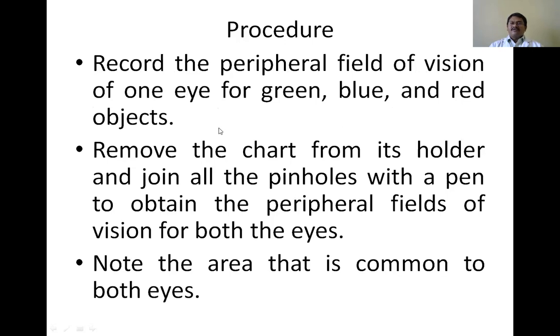Record the peripheral field of vision of one eye with the green, the blue and the red objects. You can also study the effect of the color of the object. You can use the green, blue, and red objects, so that the white has the maximum. The white object has the maximum field of vision, followed by the blue, followed by red, followed by the green. Green has the lowest.